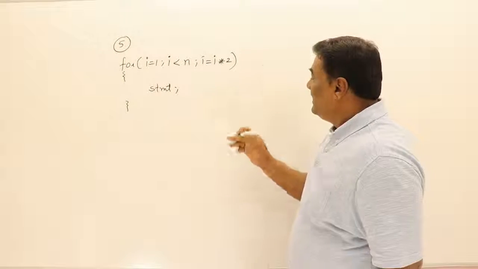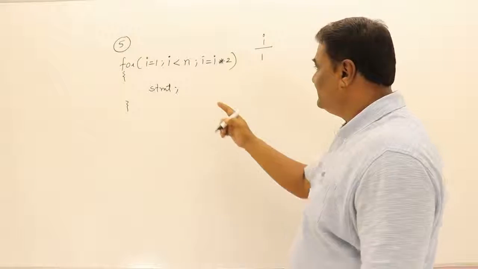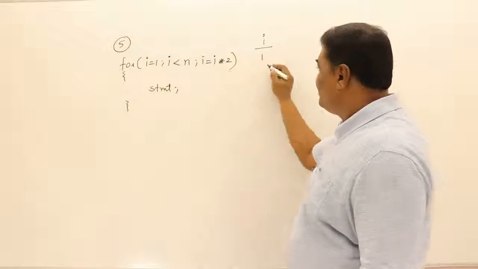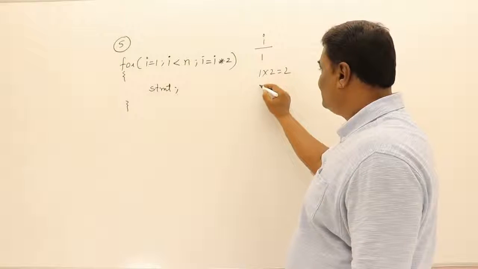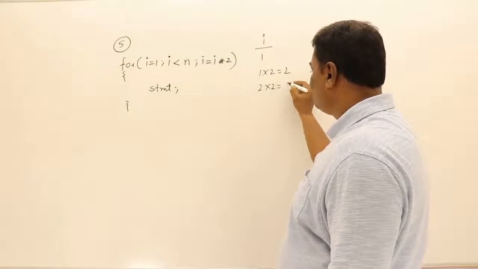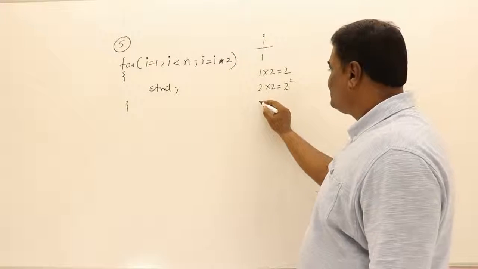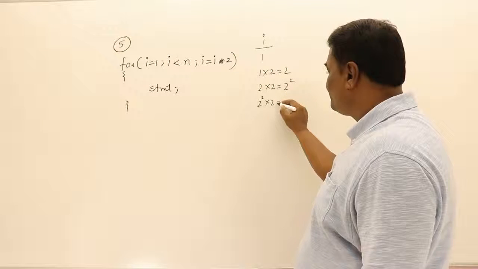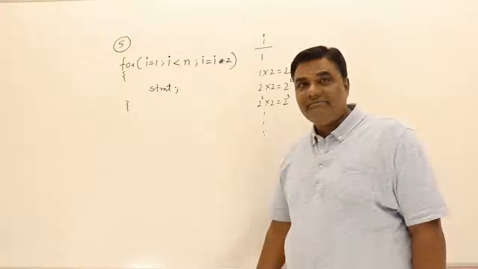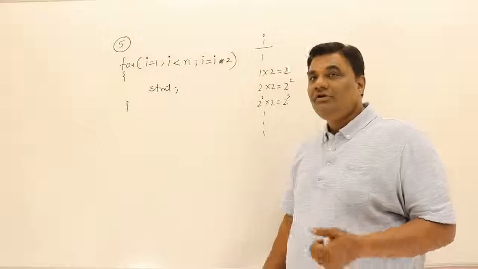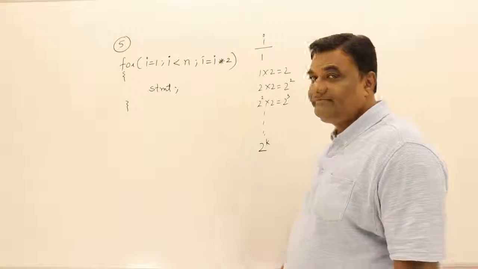Let us see. I will take the I value. Initially it is 1. The next time it's going to be 1 into 2, that is 2. The next time it will be 2 into 2 again, so it will be 2 square. See, every time it's getting multiplied by 2. Then it's 2 square into 2 again, so this will be 2 power 3. It goes on. How many times? That we don't know. So let us say this will execute for 2 power k times.